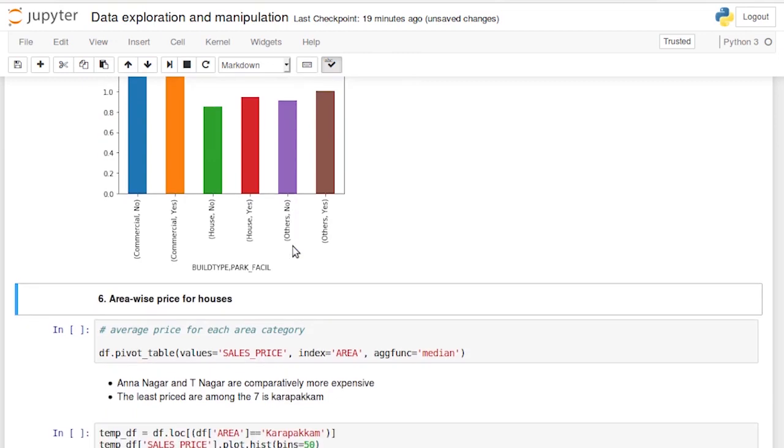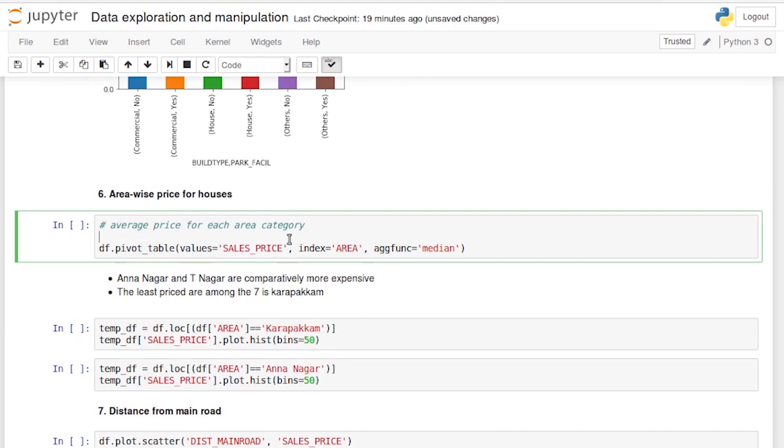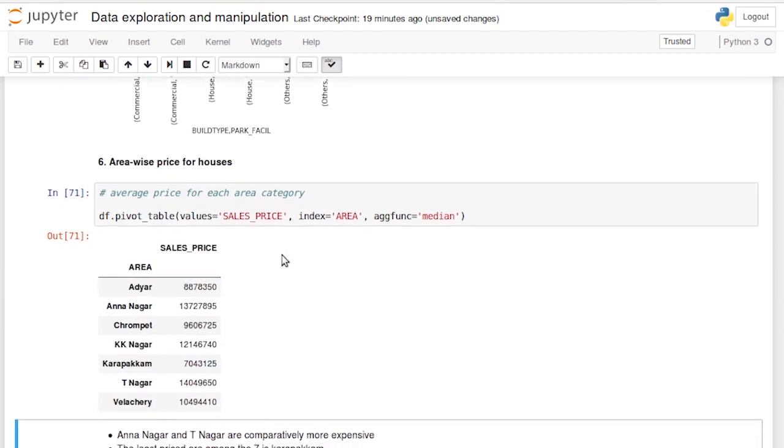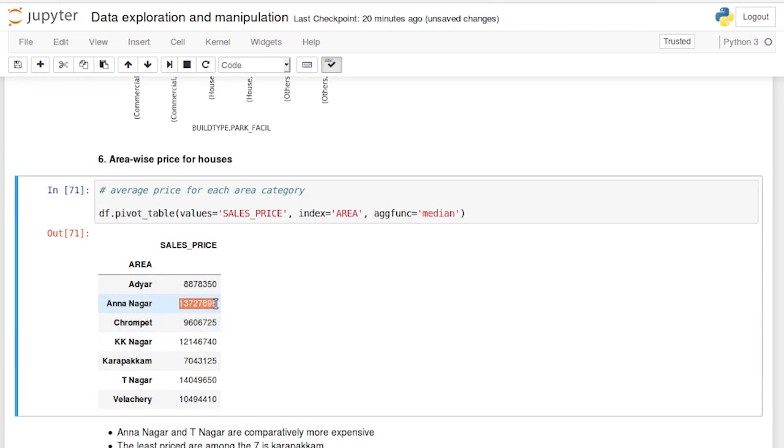Now let's compare the area-wise sales price for the houses. So we already know that there are 7 different areas in our data set. Let's go ahead and compare these using a pivot table. Also note that pivot table and group by are the same functions. They do the same thing and they show the same results. It's just that pivot table offers you a little more functions, but it's basically the same thing. So here are the different area types that we have and the sales price against them. We can see that Anna Nagar is the most expensive and also T Nagar is the most expensive, and Karpakkam looks to be the least expensive of all the areas.